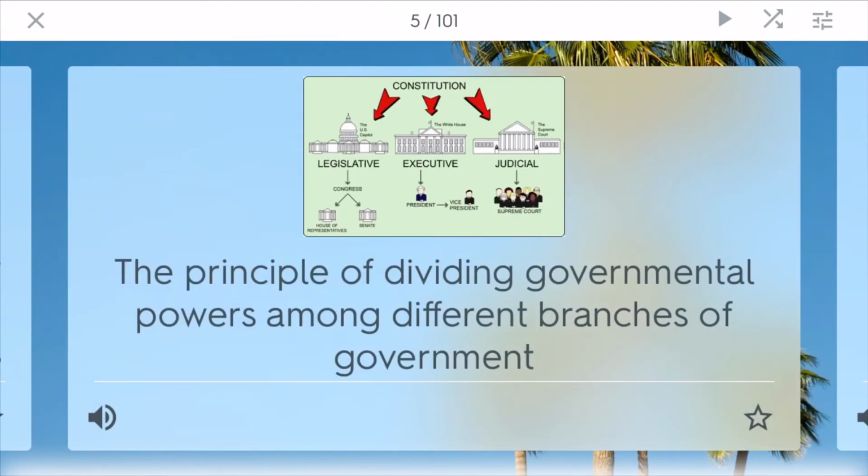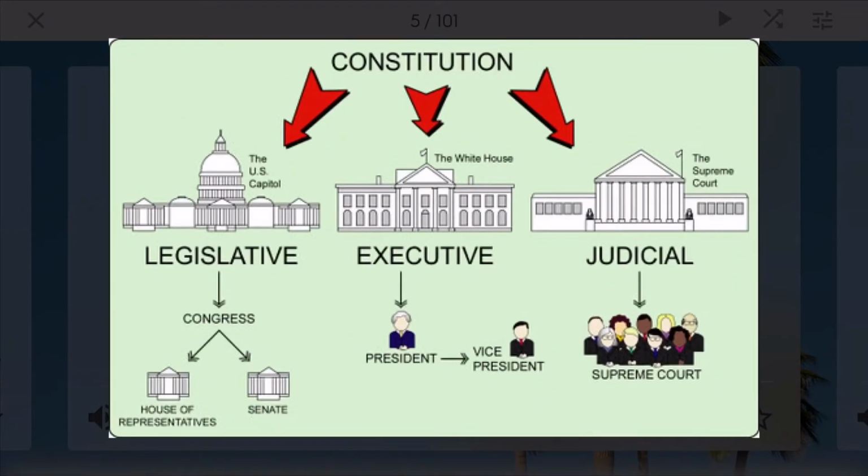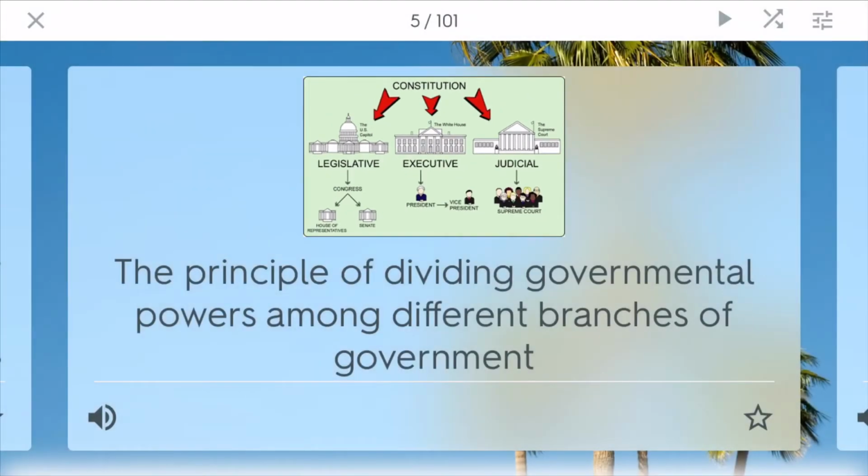Separation of powers. This is pretty similar. It talks about the principle of dividing government powers among different branches of government. So the legislative branch is mainly in charge of writing legislation and controlling how spending and taxes work. The executive branch is in charge of enforcing these laws and making sure things on a national level are actually working the way they're supposed to. And the judicial branch is in charge of making sure laws actually follow guidelines and follow the ways that humans have designed them to work so that they enforce human rights. So these three branches work together, but their powers are separate to make sure that not one is too powerful.